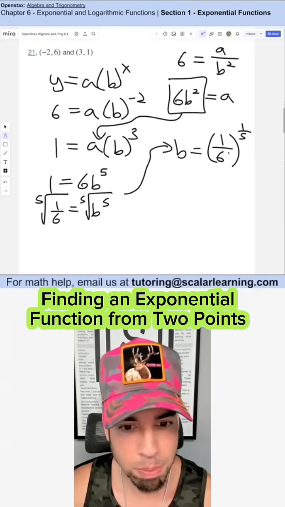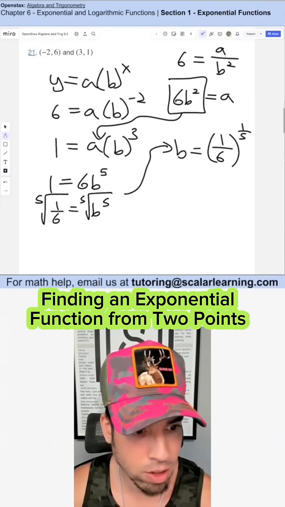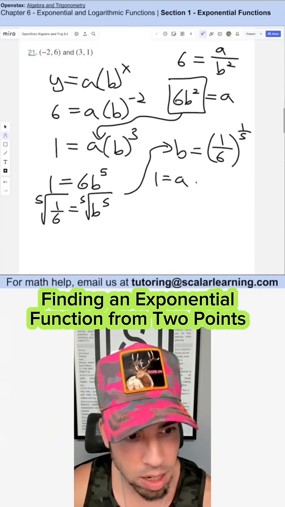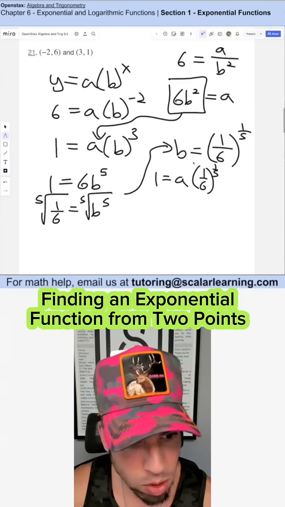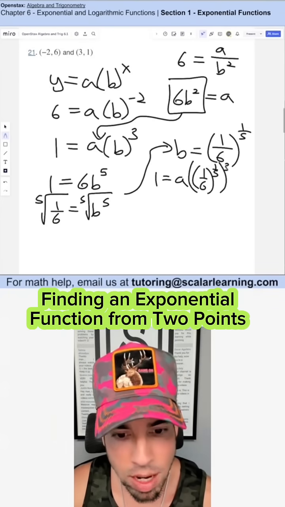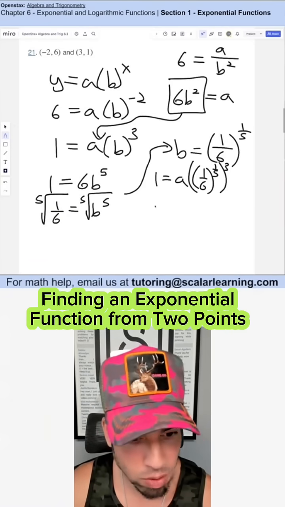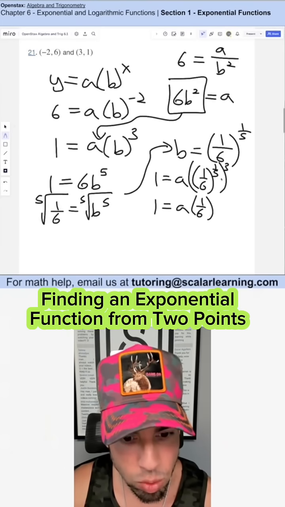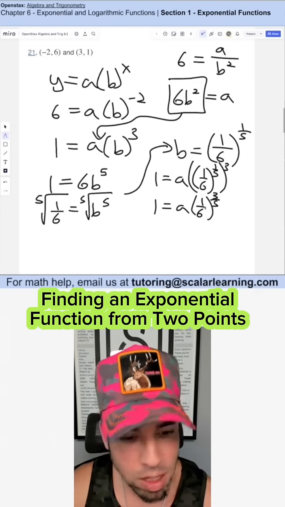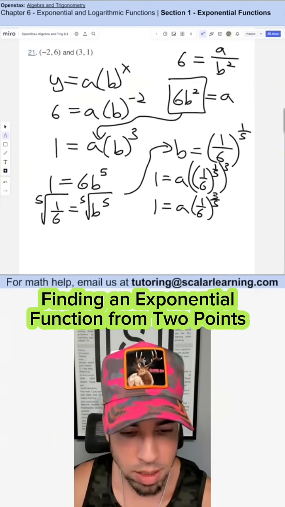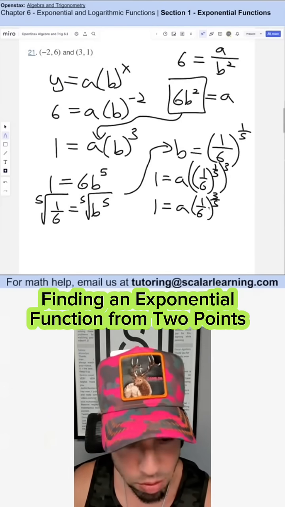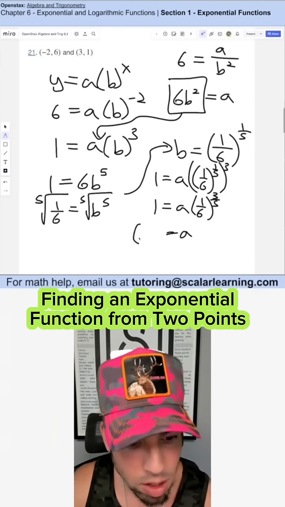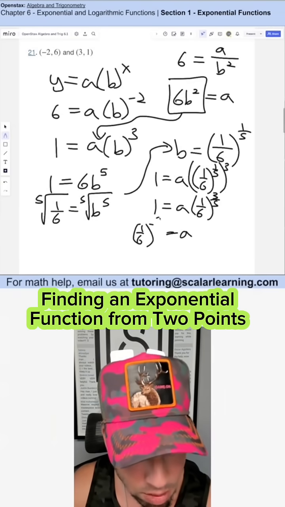Okay, and if I know that this is b, I can figure out what a is by plugging into either of these equations. Let's plug it into this bottom one. So I have 1 equals a times 1/6 to the 1/5 power, and this whole thing is cubed. So then now with the exponent rules, I distribute that 3 to that 1/5. So I have 1 equals a times 1/6 to the 3/5 power, which means a equals 1 divided by 1/6 to the 3/5 power, which is the same as, since it's in the denominator, just saying 1/6 to the -3/5 power.